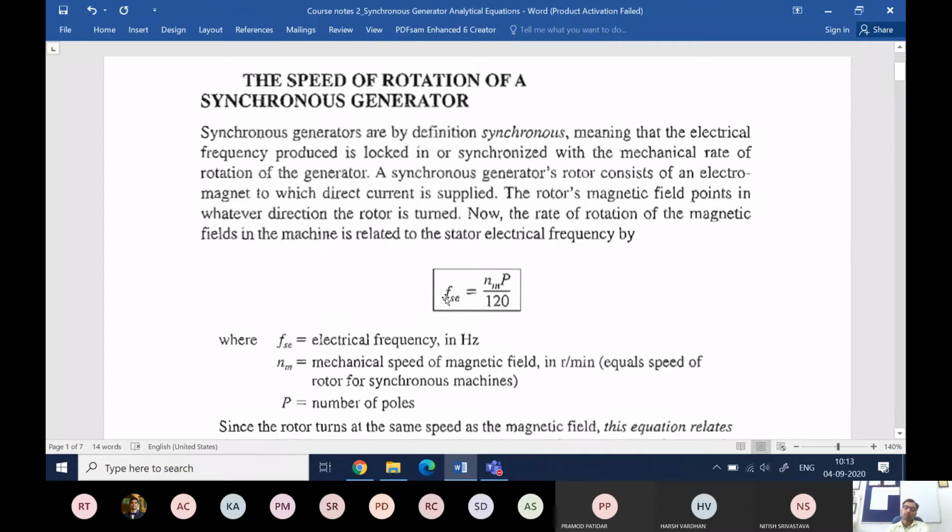So if the frequency is fixed at 50 hertz, and now you can see this 120 is anyway constant, there is a direct relationship between the number of poles and the synchronous speed. So let's say it is a 2-pole machine, there are only 2 poles, then what will be the synchronous speed?